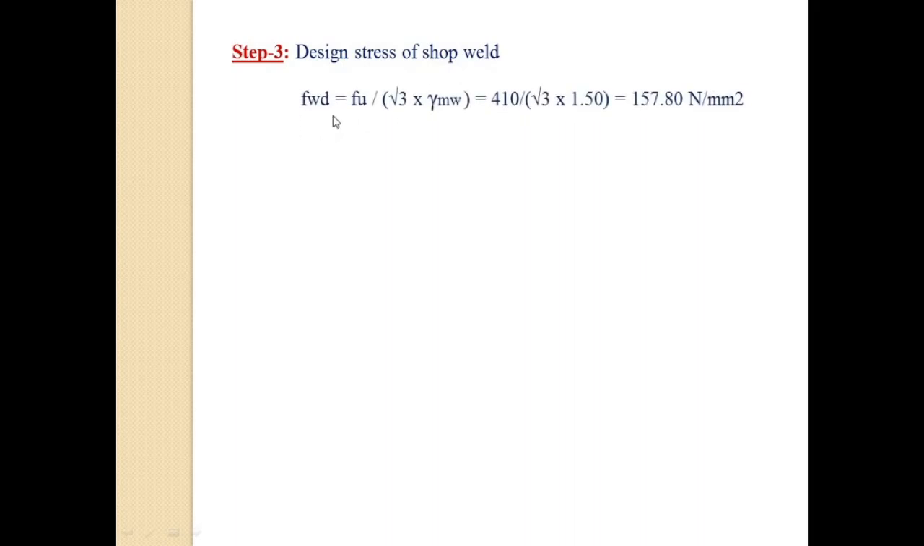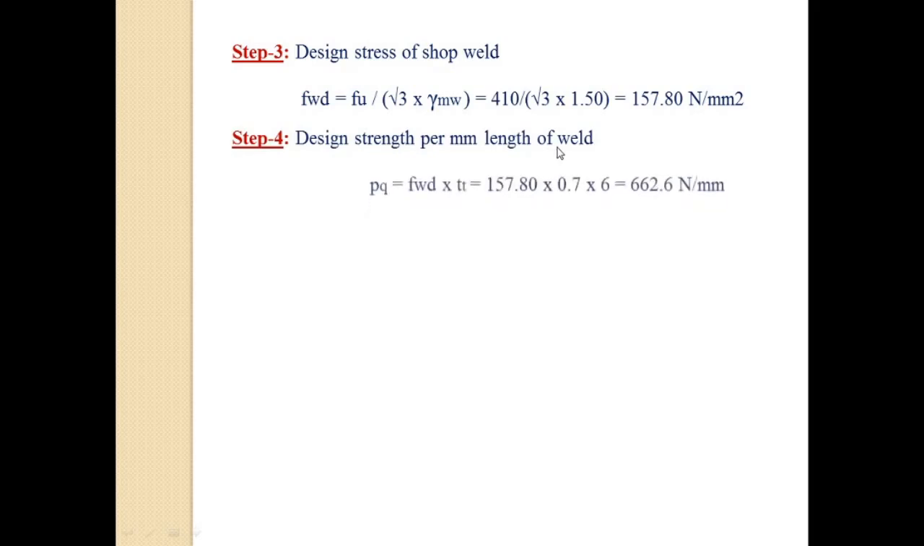Okay, so FWD is equal to Fu upon root 3 into gamma MW, where Fu is 410 divided by root 3 into gamma MW, which is 1.50. After putting the values in the formula, we get the answer 157.80 Newton per mm square. So this is the design stress for site weld.